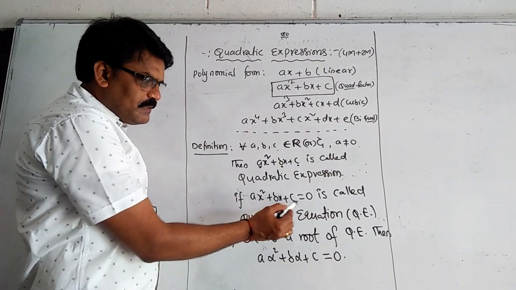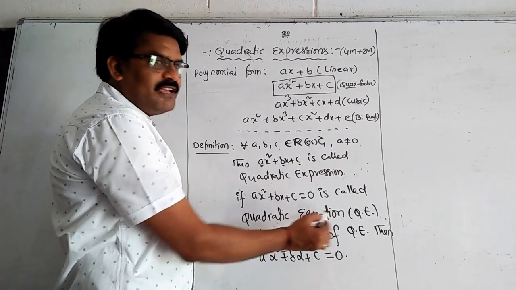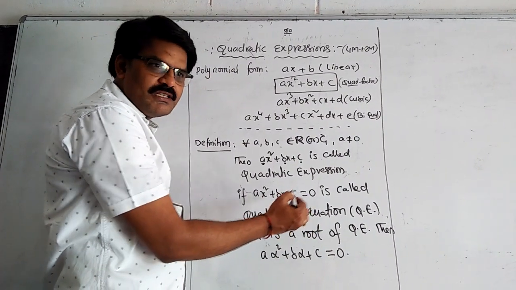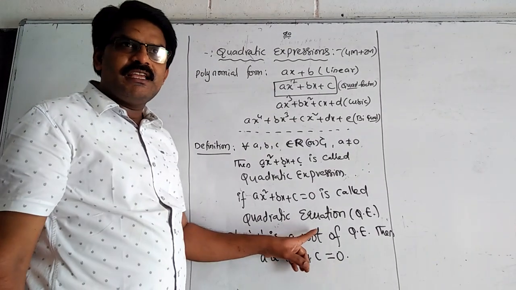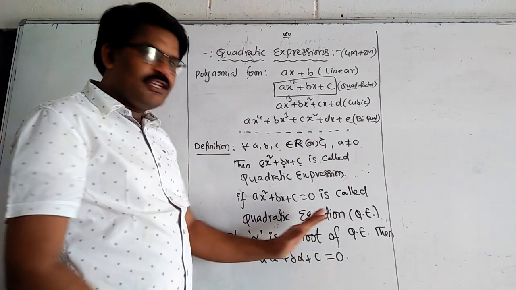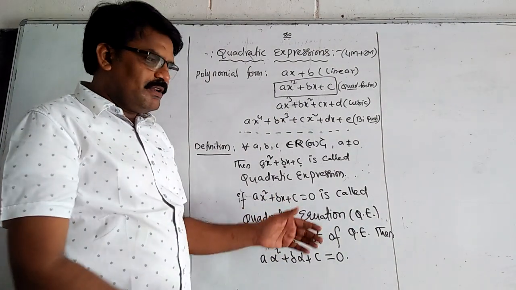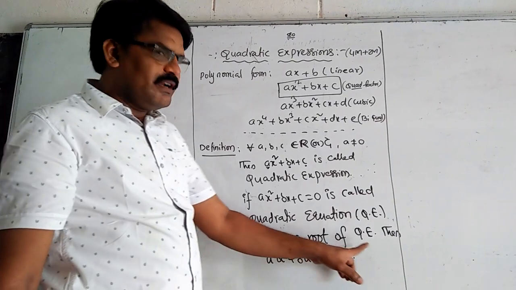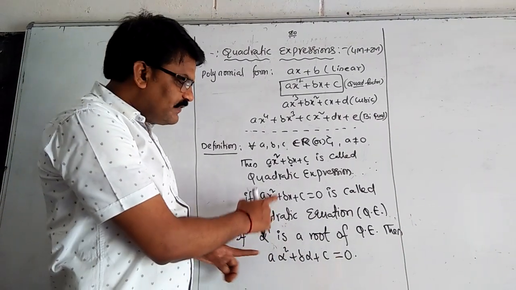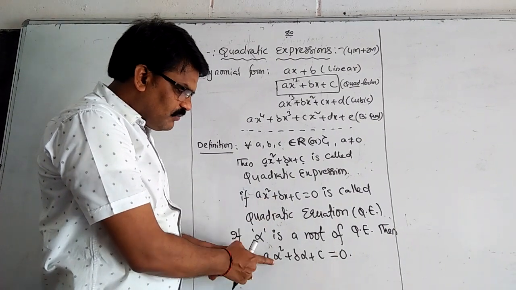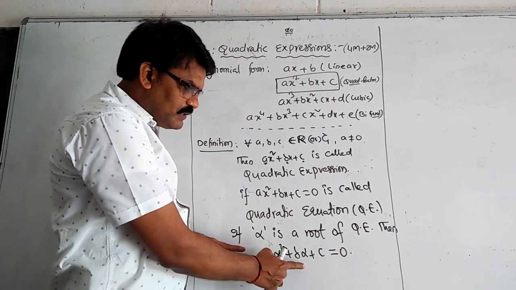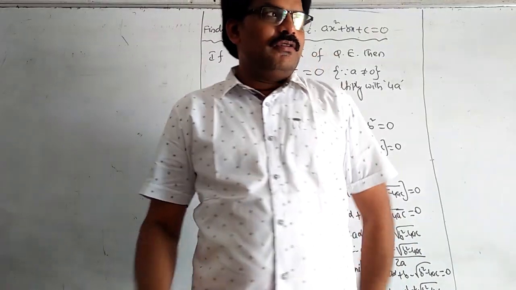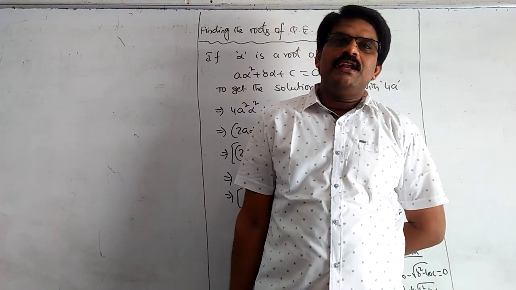If ax square plus bx plus c is equal to 0, it is called a quadratic equation. When any such expression is equal to 0, it is called a quadratic equation. Simply we write it as QE. In this chapter, when you see QE, it represents quadratic equation. When alpha is a root of a quadratic equation, then alpha must satisfy this equation. That means by putting x equal to alpha, we get a alpha square plus b alpha plus c equal to 0. Now we discuss finding the roots of a quadratic equation.